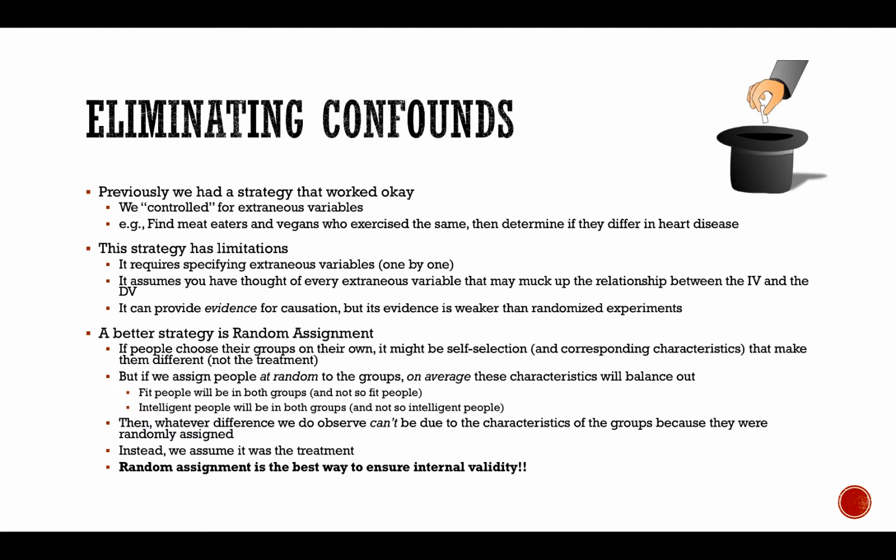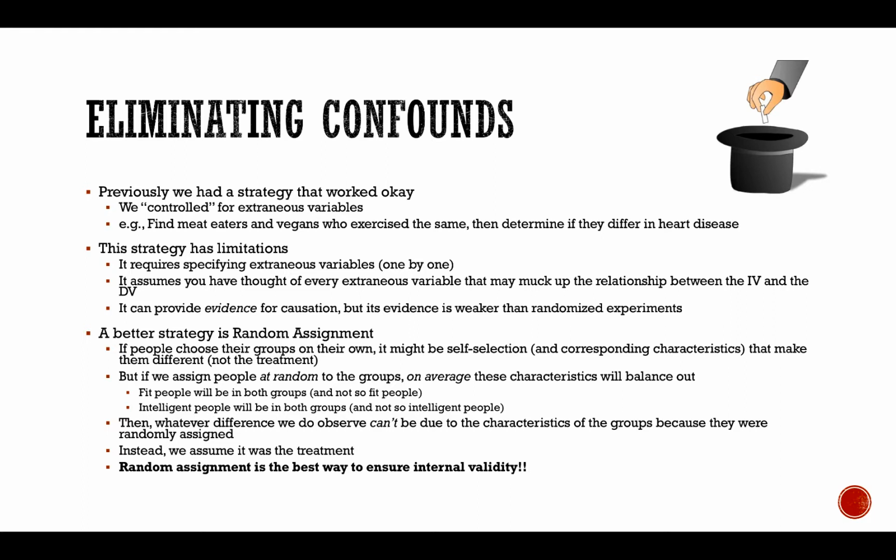And we have tried to do that with different experimental designs. To eliminate confounds before, we had strategies that kind of sort of worked. What we did was we controlled for extraneous variables. For example, we find meat eaters and vegans who exercise the same amount, then determine the degree to which they differ in heart disease. That strategy had its limitations. It required the user to specify extraneous variables in advance, one by one. It assumes you have thought of every extraneous variable that may muck up the relationship between the IV and the DV, which is a whole lot to think about, folks. In the end, it can provide evidence for causation, but its evidence is much weaker than if we had used randomized experiments. So that's where the idea of random assignment comes in. This is a much better strategy.